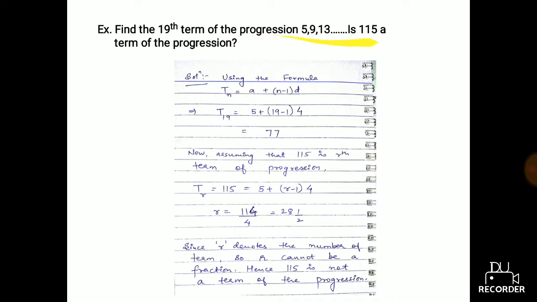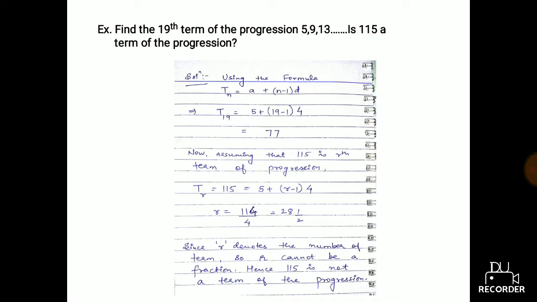Find the 19th term of the progression 5, 9, 13. This is the first part of the question. Is 115 a term of the progression? So we have to find the 19th term, and we have to check if 115 is a term of the progression or not. The solution, using the formula of the nth term, Tn equals a plus n minus 1 into d. Here we have to find the 19th term, so n is 19. The first term is 5, and the common difference is 4. How are we going to find it? 9 minus 5 or 13 minus 9, so 4. By solving this we get our 19th term as 77.